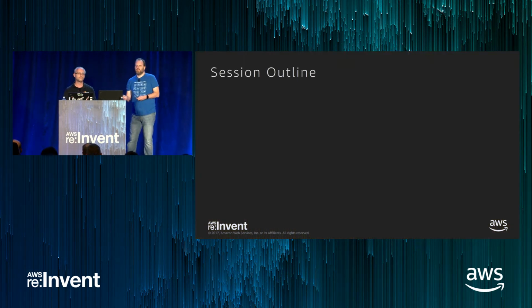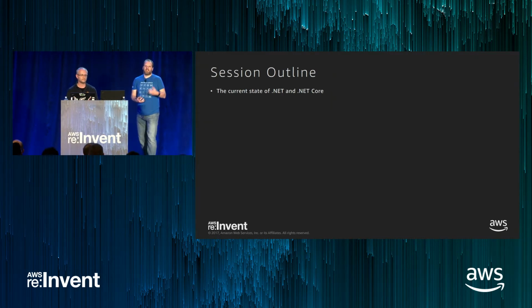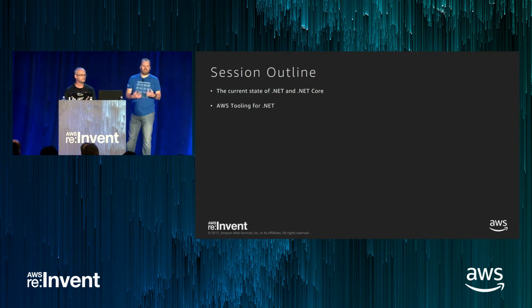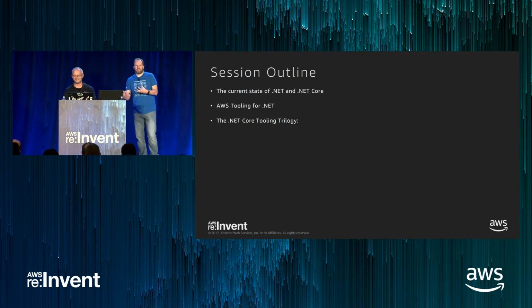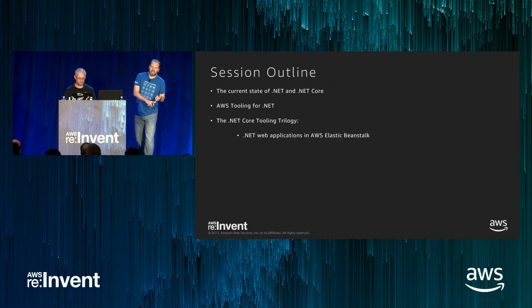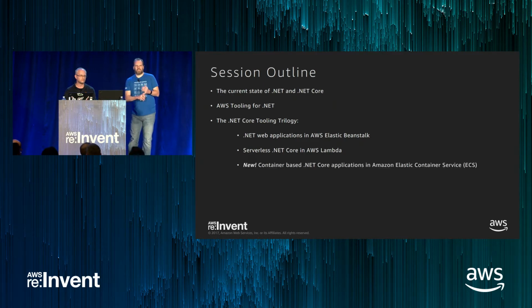So today what we're going to cover is our view of the current state of .NET and .NET Core. We're going to briefly talk about some of the developer tools that Steve and I work on. And then we're going to move into what we're calling our .NET Core tooling trilogy, because everybody loves a trilogy. This is the tooling that we've added to make .NET Core work fairly easy for some of the services out there. The first one we're going to take a look at is .NET web applications with Elastic Beanstalk. We're going to talk about serverless .NET Core and AWS Lambda. And new today, we just launched container-based .NET Core application support with Amazon Elastic Container Service. So we're going to go into that.